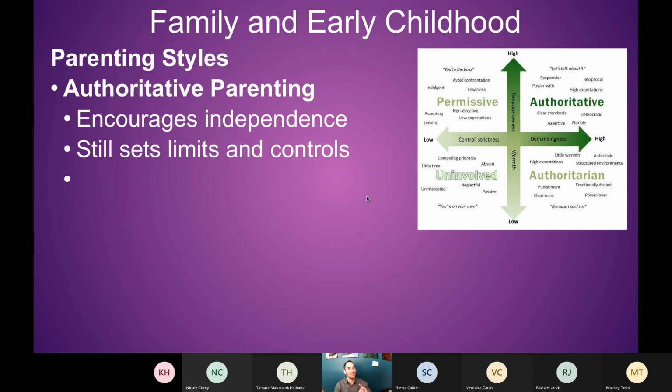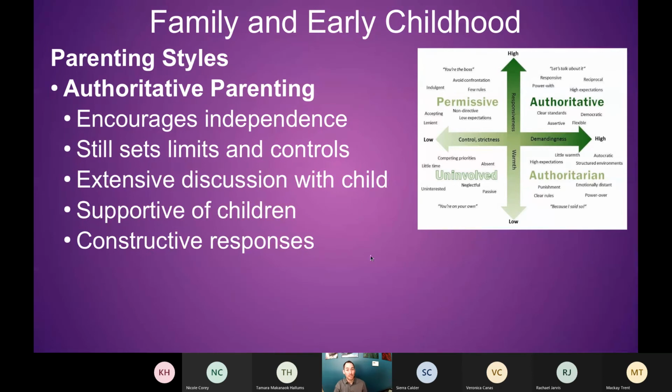Authoritarian, I almost just did it right there. Authoritative parents are high in responsiveness and warmth, as well as high in demand. So they're setting limits and controls, but they're also encouraging independence. They have extensive discussions with the child. They're more supportive of children, and they also have more constructive responses.